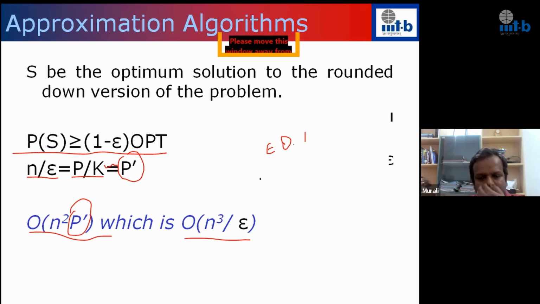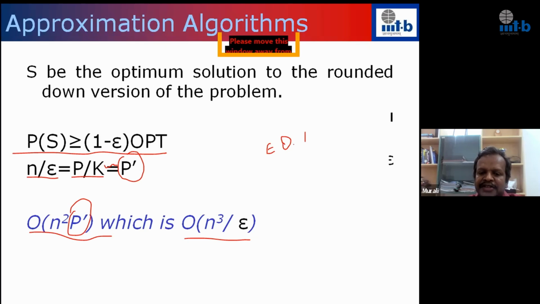But if you take epsilon to be 1 by 100, what this is saying is that you are getting very close to the optimum. So if 100 is the answer, you will get certainly an answer which is greater than 99. But the complexity of the algorithm will be n cube by 100, right? So if you want to get very close to the answer, then the complexity of the algorithm will blow up. How will it blow up? It is inversely proportional to epsilon.